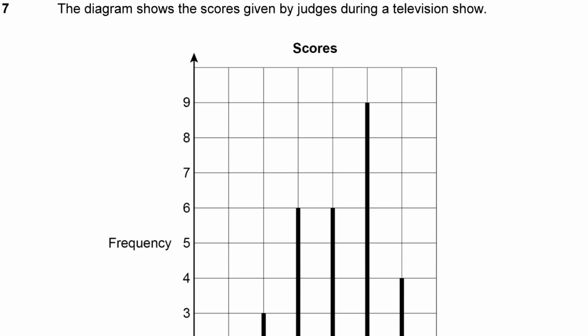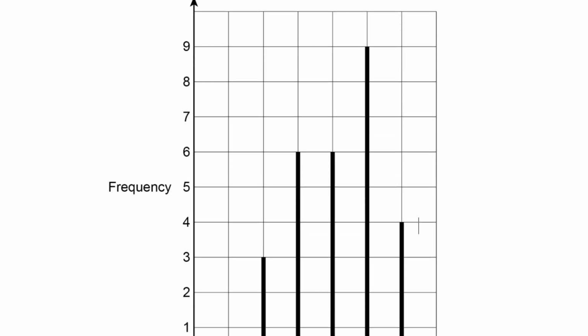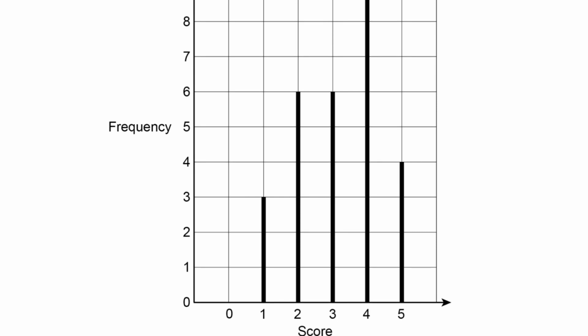Question 7. The diagram shows the scores given by judges during a television show. And in the graph we can see that the scores are between 0 and 5, except no one's actually given a score of 0, and the frequencies of those scores that have been given are up the side.